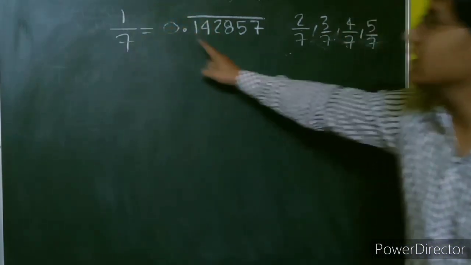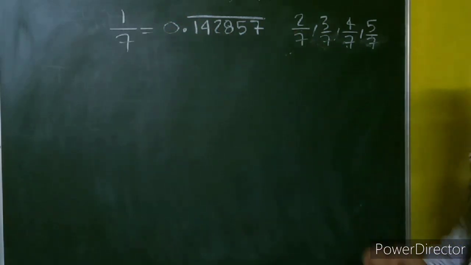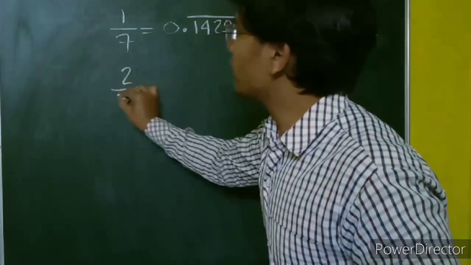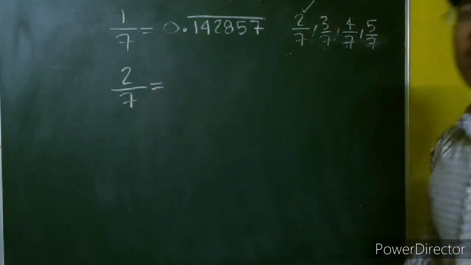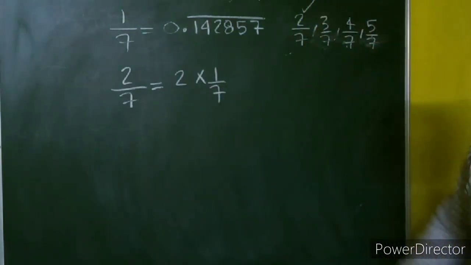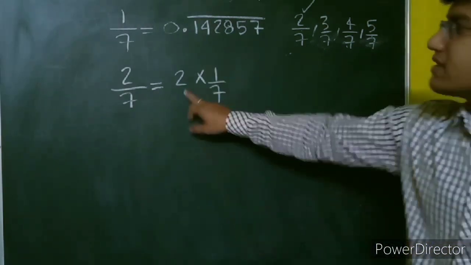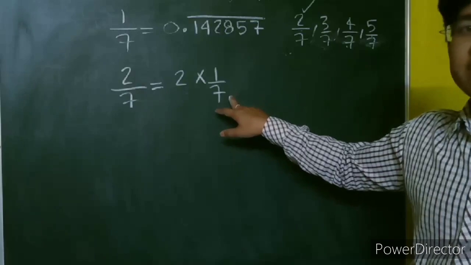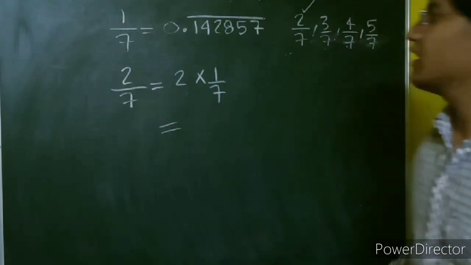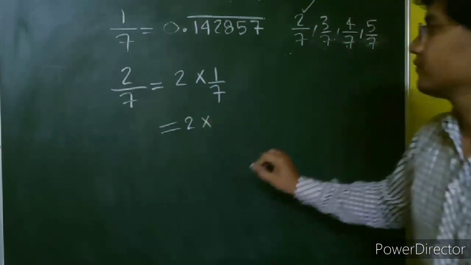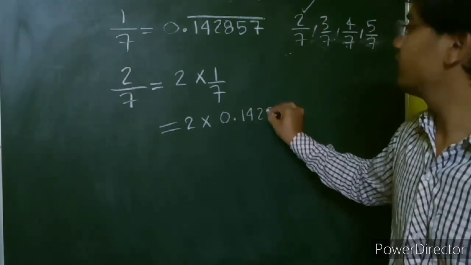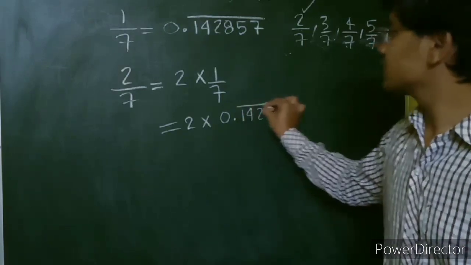So 1 upon 7 is 0.142857. So we will write 2 upon 7 here. So we can write it 2 multiplied by 1 upon 7. How we can write it 2 multiplied by 1 upon 7? Because 2 ones are 2 and in upon we are having 7. So we can write it 2 into 1 upon 7. Now value of 1 upon 7 we are having here. So we will write 2 multiplied by 0.142857 bar. So this is the value.